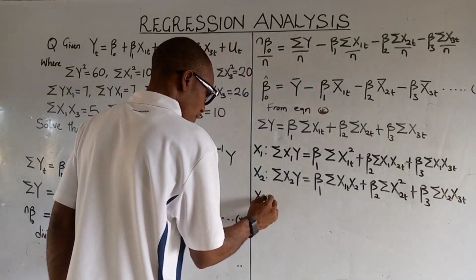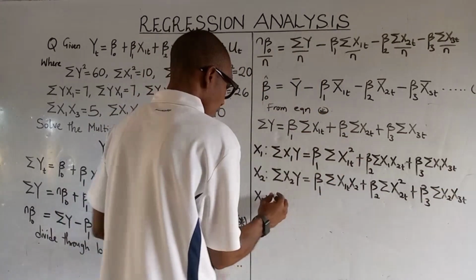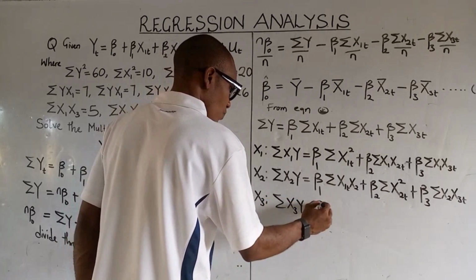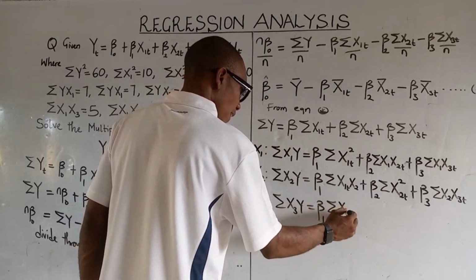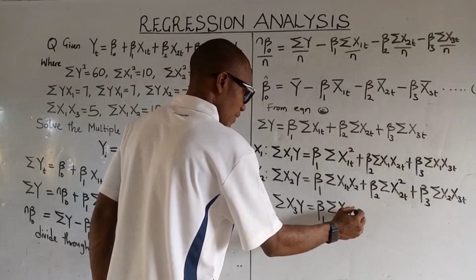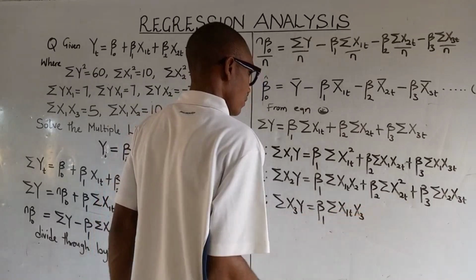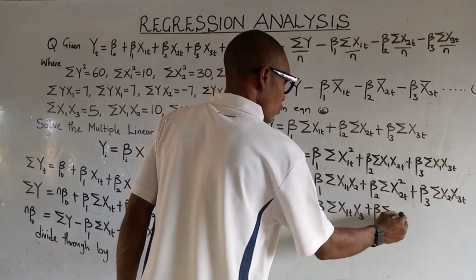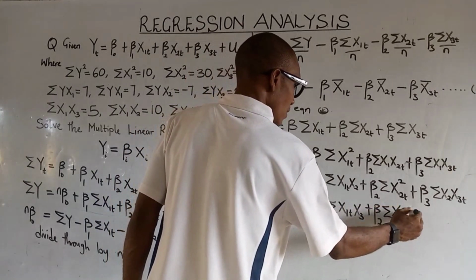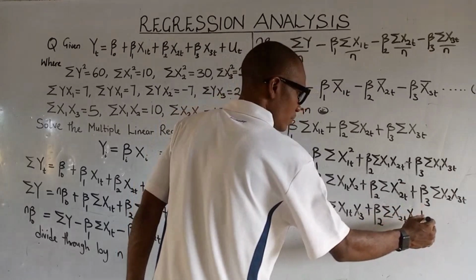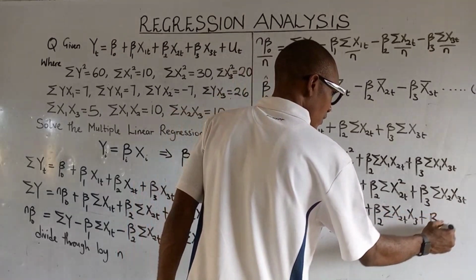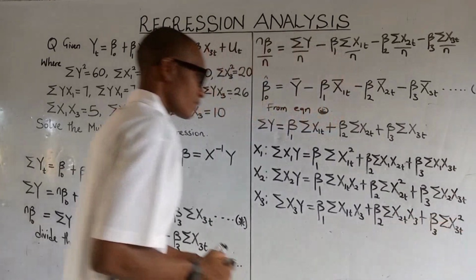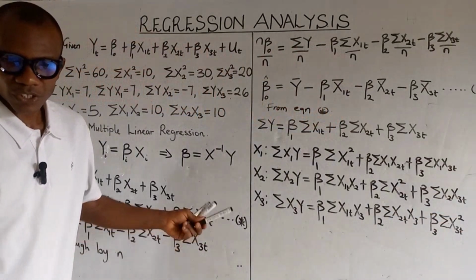You come over to this place, you multiply by x3. You have summation of x3y equal to b1 summation of x1t x3 plus b2 summation of x2t x3 plus b3 summation of x3t squared. So this is what we get.